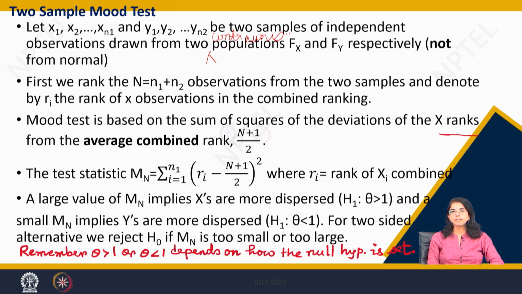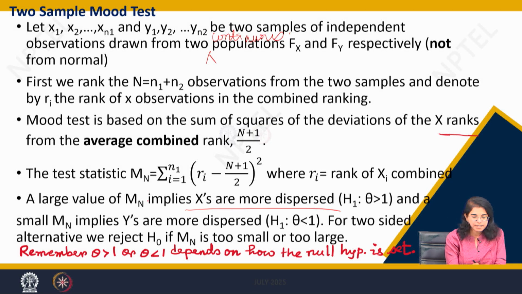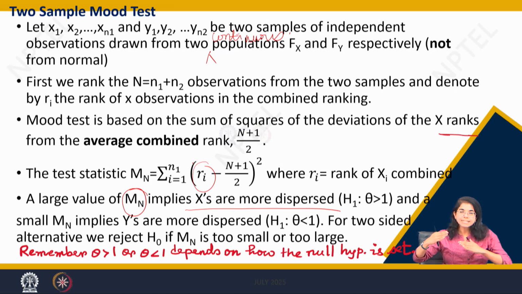The test statistic, the Mood test statistic M_N, is equal to the sum of (Ri minus (N plus 1) by 2) whole square. A large value of M_N implies x's are more dispersed. That is extremely essential to understand. So, a large value of M_N means x observations are taking the higher side of the combined sample. Obviously, that higher side means the ranks of the x observations will be towards the higher side. Clear?